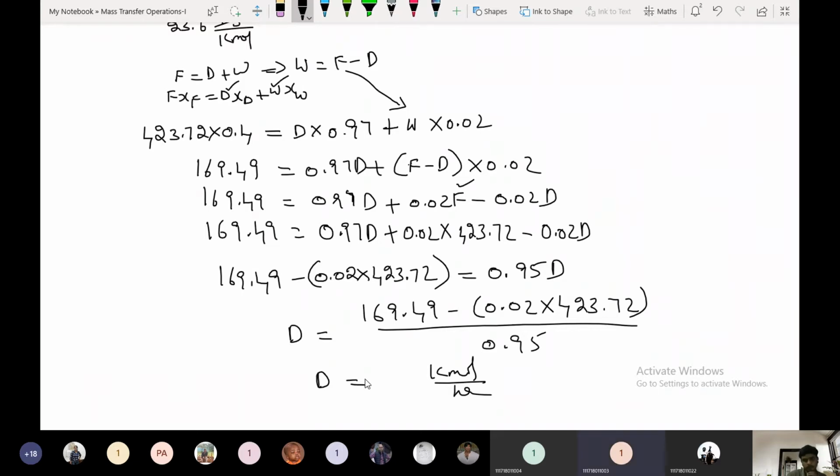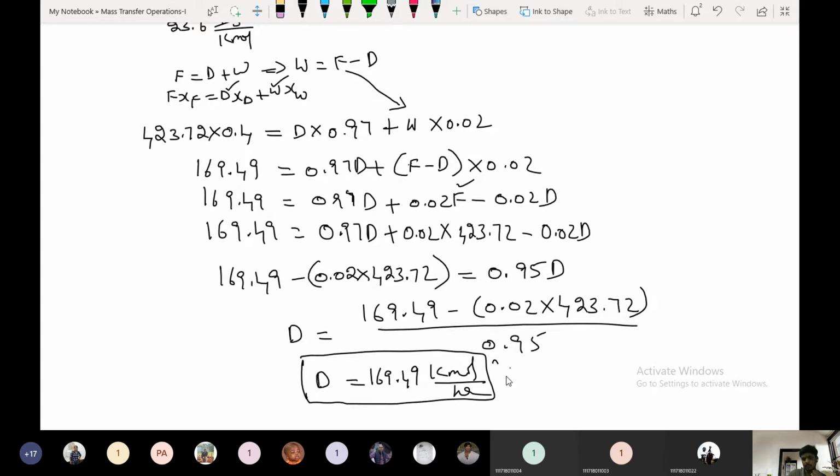169.49 is coming. Just a small fraction only. So 169.49 kilomole per hour. So this is our first answer, the D value.